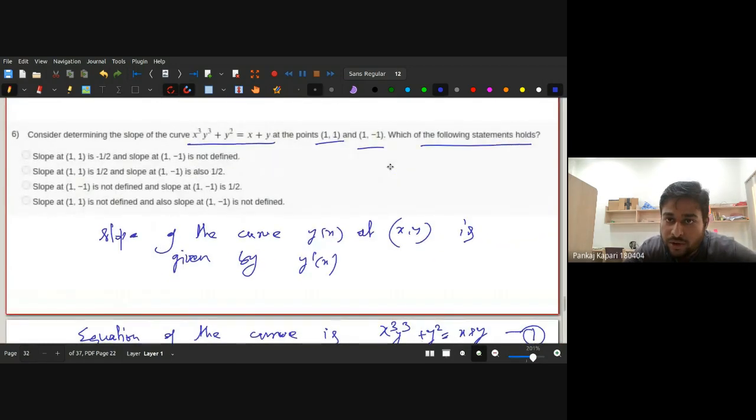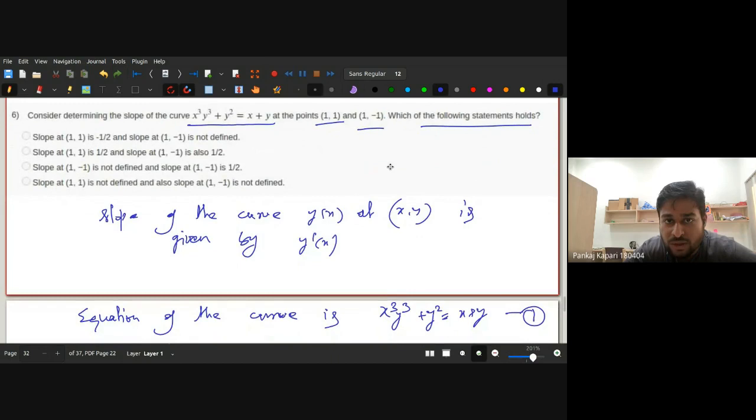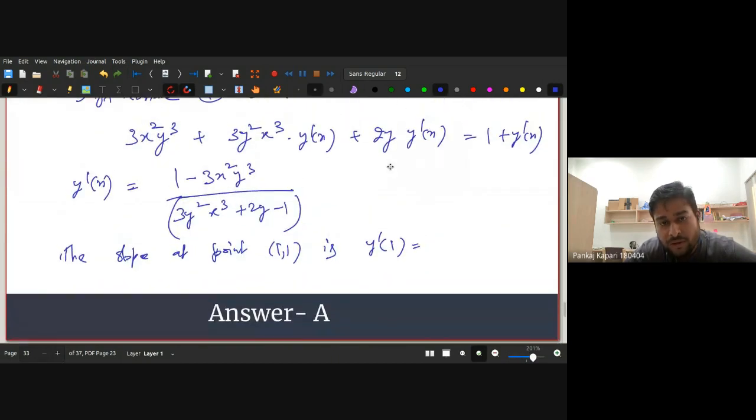And then we have to also find the slope at 1 comma minus 1. Okay, so just put 1 comma 1 in this equation. You will have 1 minus 3 divided by 3 plus 2 minus 1, which is equal to minus 2 divided by 4. So this is equal to minus half.